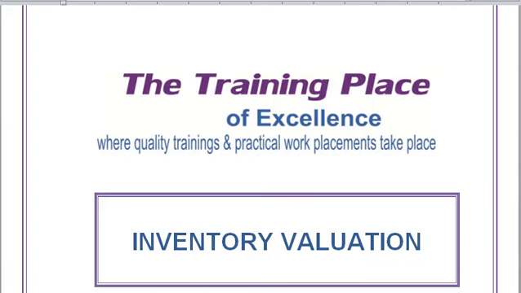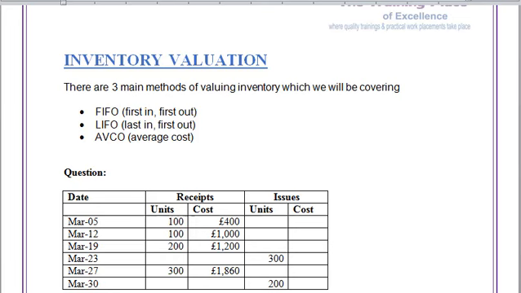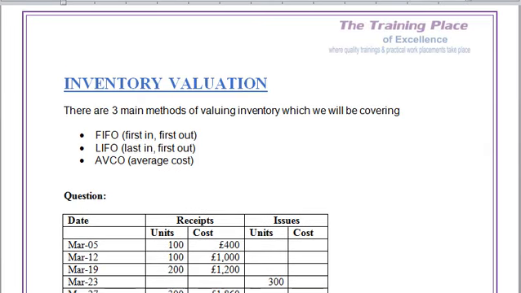Now, when we say inventory valuation, it literally covers how you value your inventory within your organization. And we'll be mentioning the fact that there are three main methods of valuing inventory. These are the first in, first out method, the last in, first out, and the average cost.